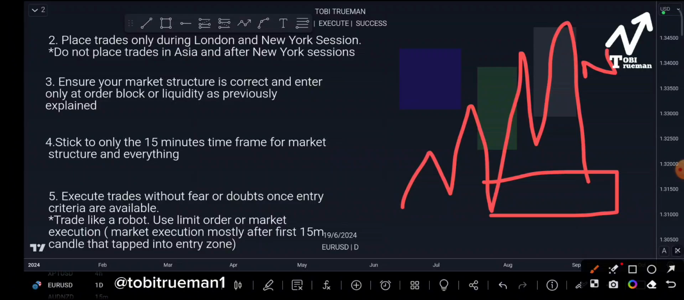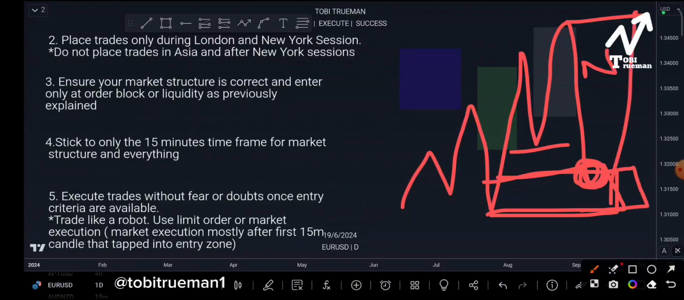Now, when price is coming to New York session and you see that the first 15 minutes candlestick taps into your order block, for example, after taking that inducement, this high point is confirmed. What do you do next? You have to wait for that 15 minutes candlestick to close. After price has closed on the 15 minutes time frame, you can now place your entry and try to buy with the trend. With that, you are going to minimize your losses.